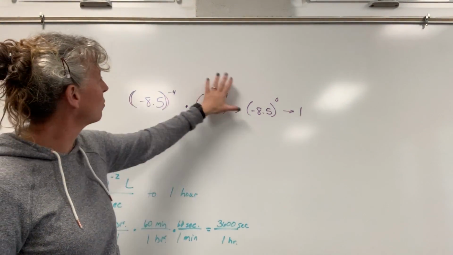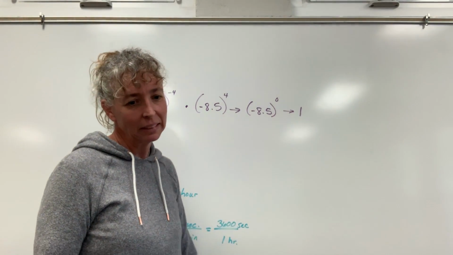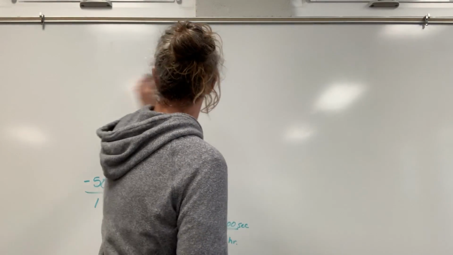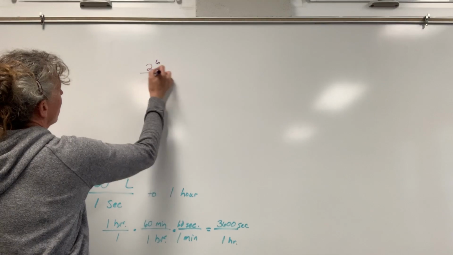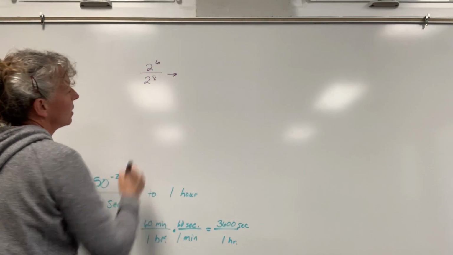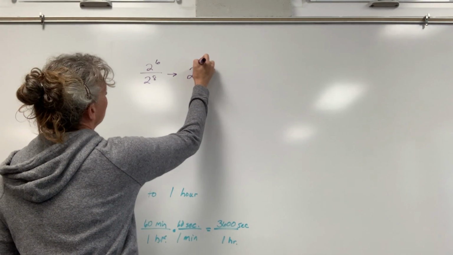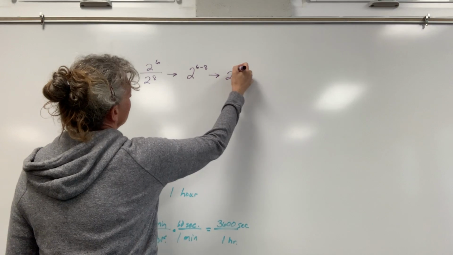Yay, we went from craziness to 1. Glorious. All right, so let's look at example C. 1C says 2 to the 6th over 2 to the 8th. Yesterday we learned that we're supposed to subtract those. So I'm going to take my base number and subtract the exponents. 6 minus 8 is negative 2.